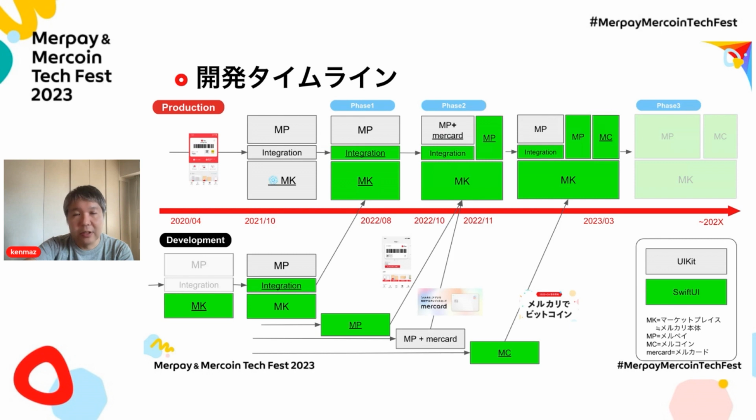So here is an overview of the entire project. The top row, production, shows the status of the app that are actually delivered to our customers. The bottom row is a group of codes under development internally. This GroundUp project began around April 2020.